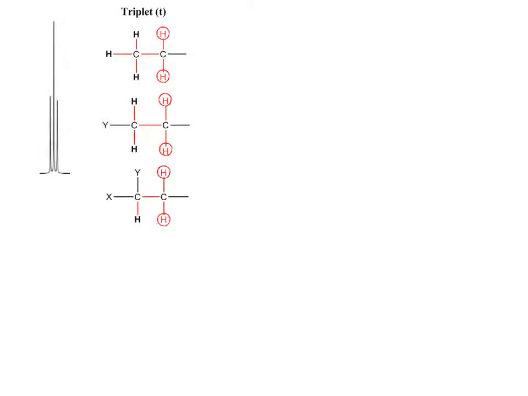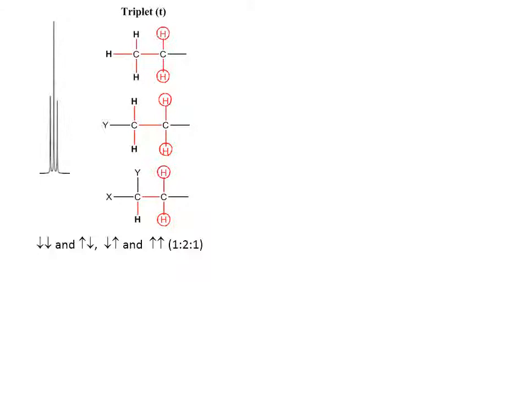Our next type of splitting is the triplet, or T. In this situation, you have 2 hydrogens that are within 3 bonds of a different set of protons. Those are the ones circled in red, the ones that are going to cause the splitting. The reason that you get a triplet is due to the different combinations of spin states for those 2 protons. You can have 2 spin down, or 1 spin up and 1 spin down, but there are 2 possible permutations of that. And finally, you can have 2 spin up.